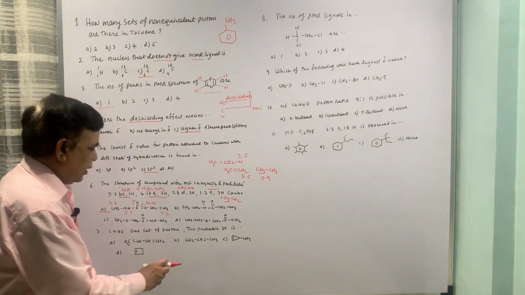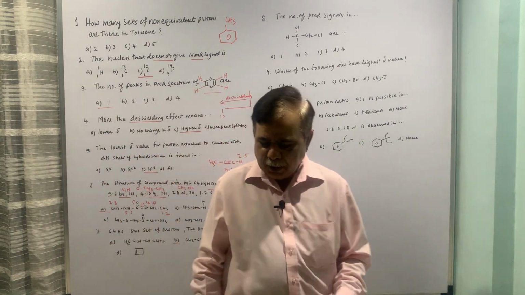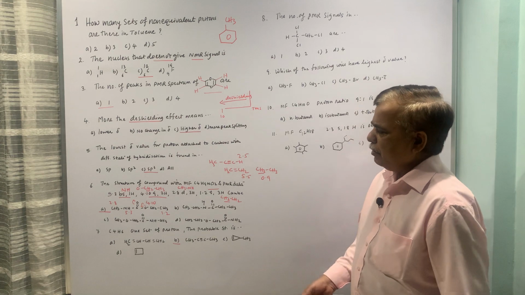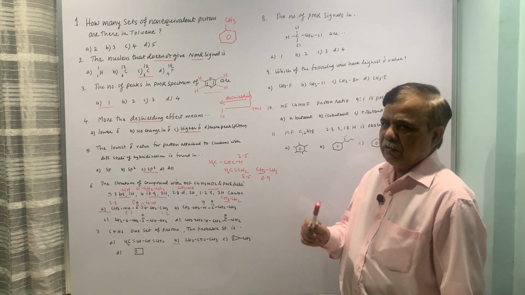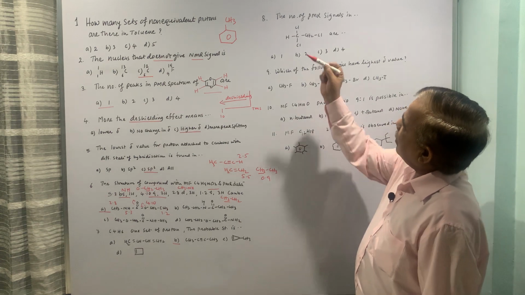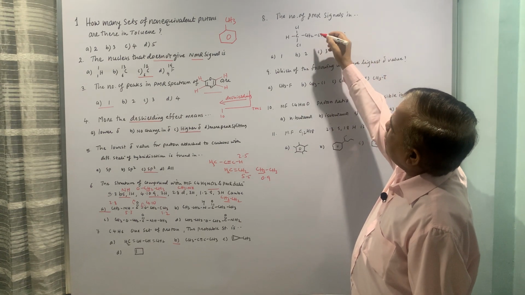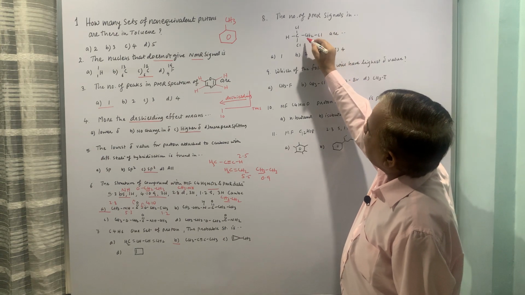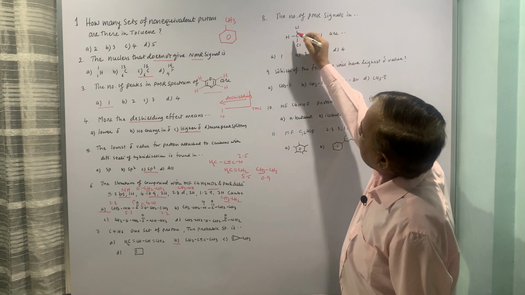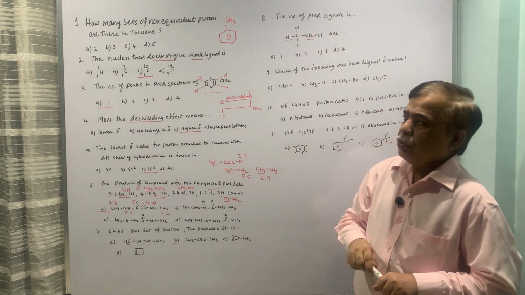In all probabilities, this is the correct answer because the methyls attached to the triple bond are chemically equivalent, and we will definitely get only one set of protons in this. The number of PMR signals in this compound: this is one set, this is another set. So, there will be two sets of protons.